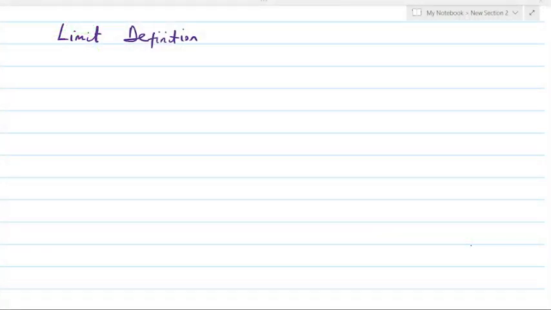So today we'll be checking the limit definitions for calculus. Now, in the previous lesson we checked the power rule for fractional derivatives. So today we'll concentrate on the limit definitions.